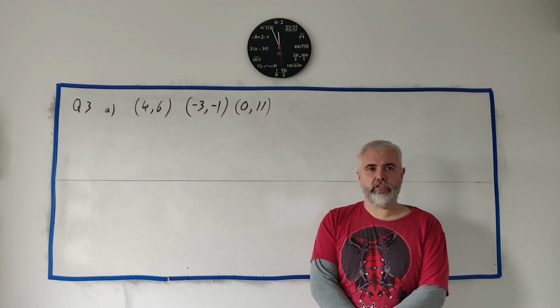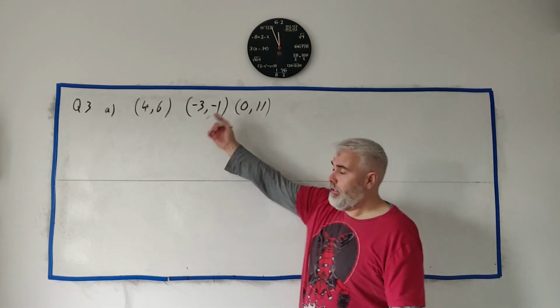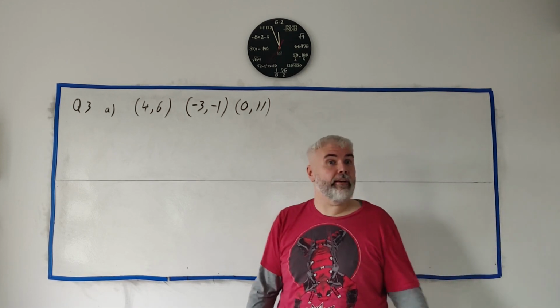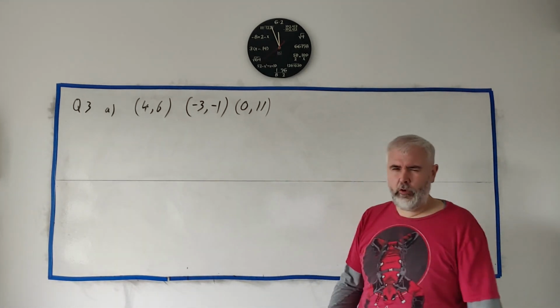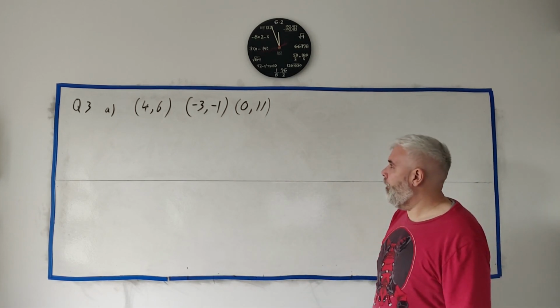Question 3 starts us off with a fairly common question. They give us 3 coordinates that we see here. They tell us that these coordinates make up a triangle. What's the area of that triangle? There's a few ways to do it. I won't do them all. Most of them are messy.